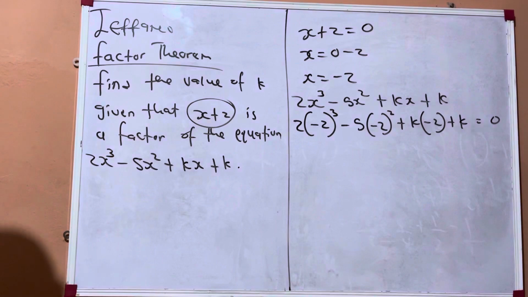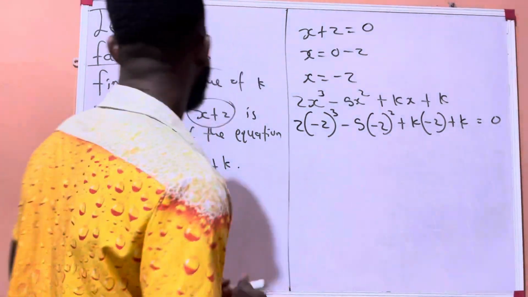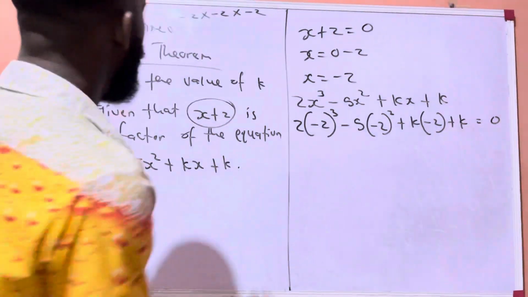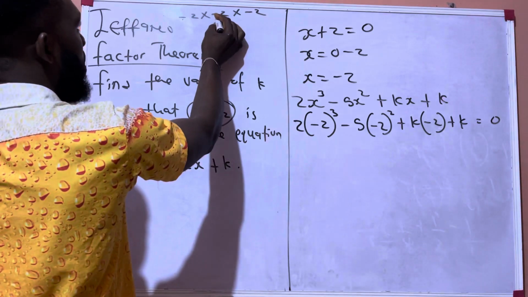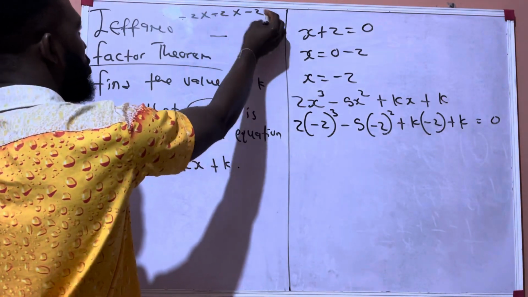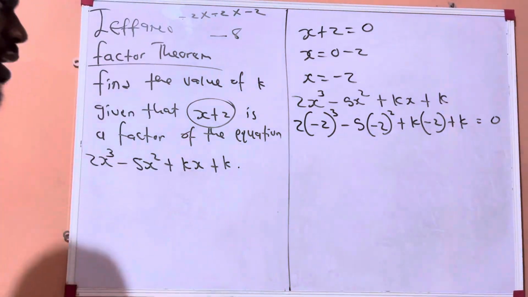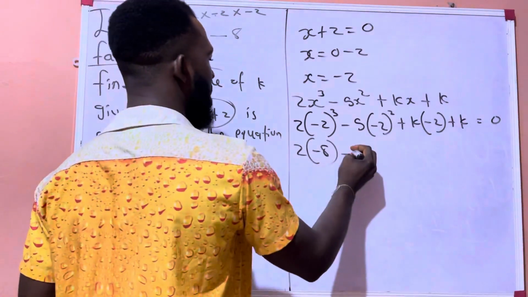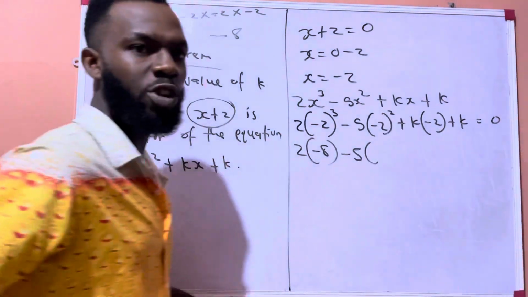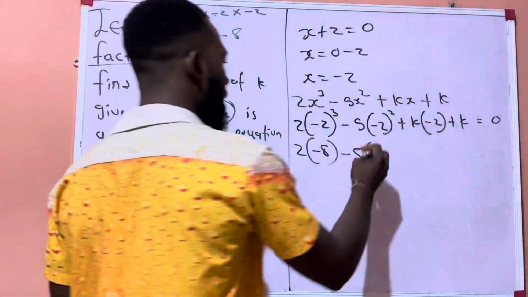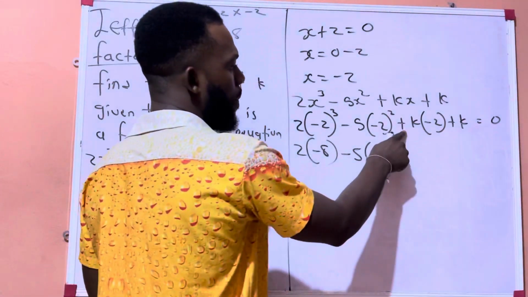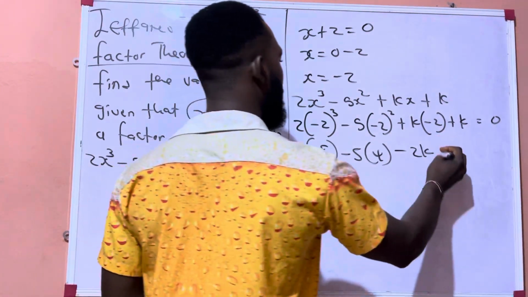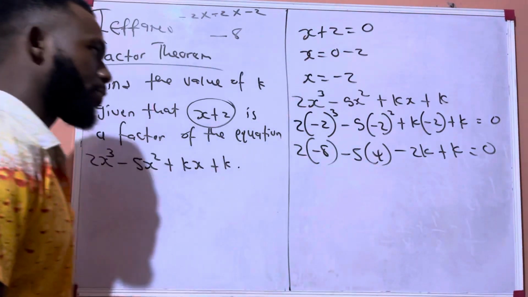Now we solve the ones inside the brackets. Minus 2 raised to the power 3 simply means minus 2 times minus 2 times minus 2. Minus times minus gives us plus, plus times minus gives us minus, and 2 times 2 times 2 gives us 8, so minus 2 raised to the power 3 gives us minus 8. So here becomes 2 into the bracket of minus 8, minus 5 into the bracket of minus 2 raised to the power 2, which means minus 2 times minus 2, and that gives us 4. Then plus times minus gives us minus, and k times 2 gives us 2k, plus k equal to 0.